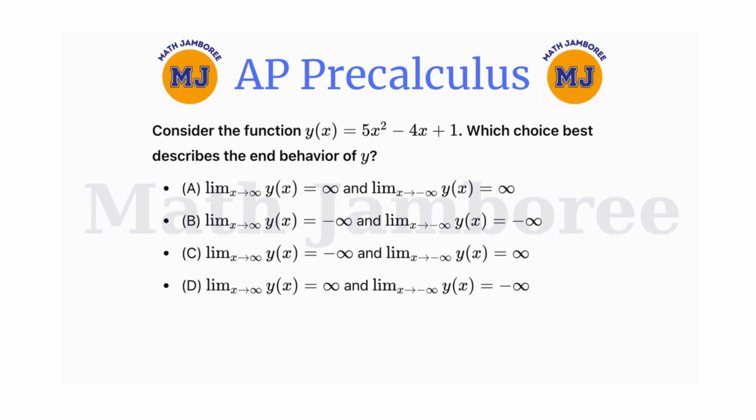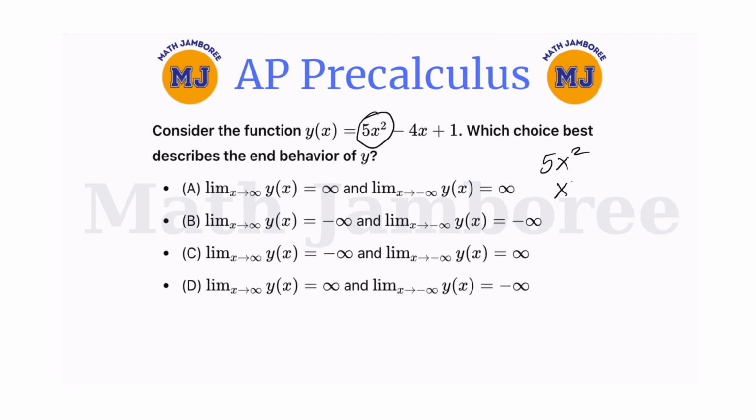Let's recall that the end behavior of a polynomial function is influenced primarily by the term with the highest degree, which in this case is 5x squared. Now let's understand how the leading term, which is 5x squared, dictates the behavior as x approaches positive infinity and negative infinity. To do that, I would like to analyze 5x squared in two pieces.